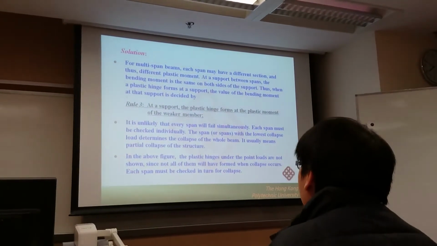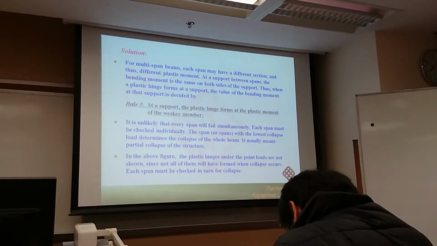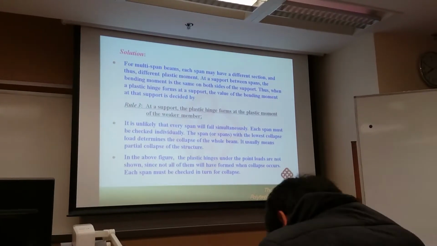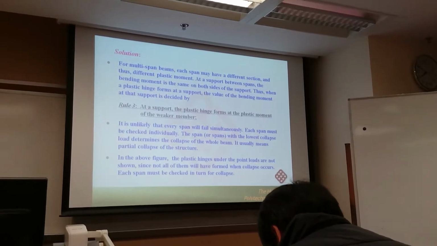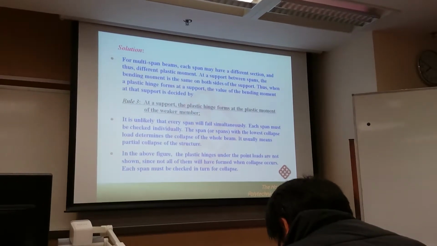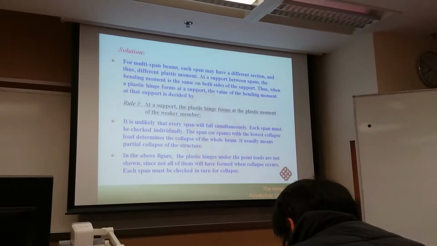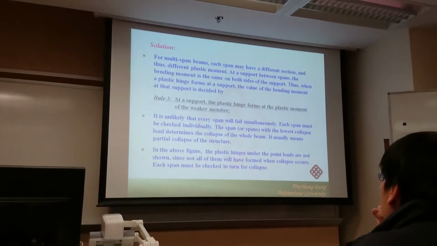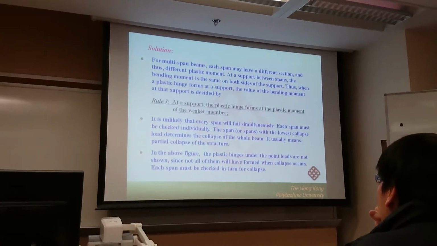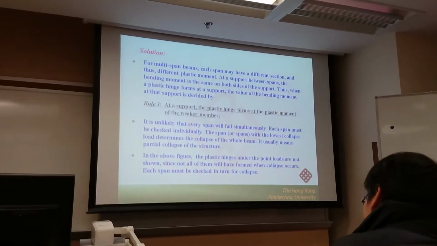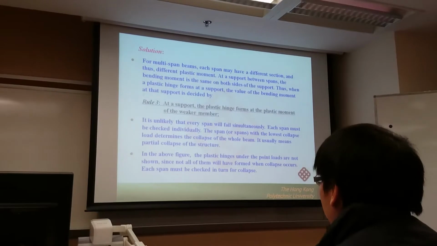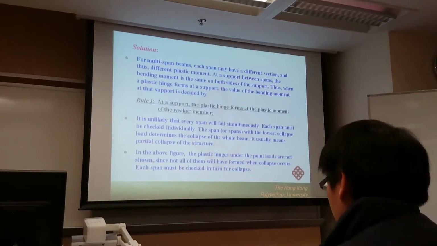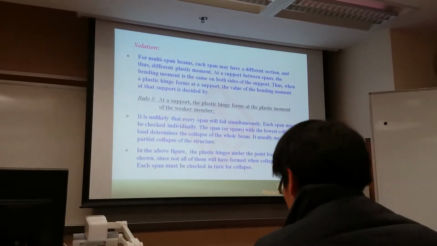So each span must be checked individually. This is the reason why plastic analysis for a continuous beam is easier, because you just need to consider the collapse of individual spans, one by one. When the plastic hinge forms at the support location, this plastic hinge already destroys the continuity for the 2 spans. So it is very easy to understand why we just need to analyze span by span.